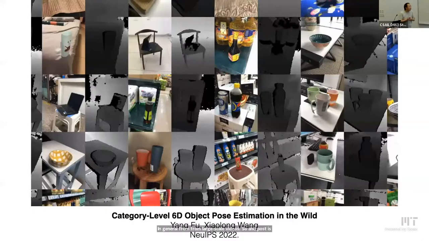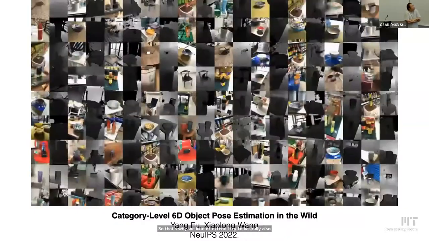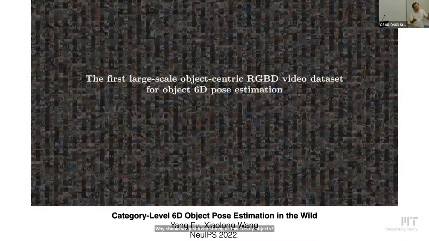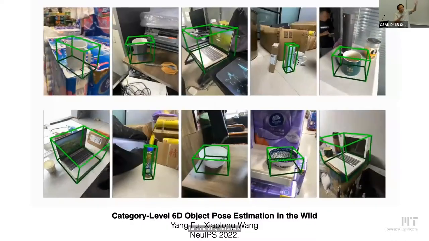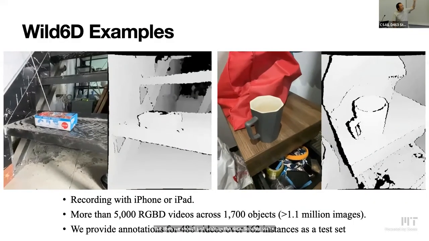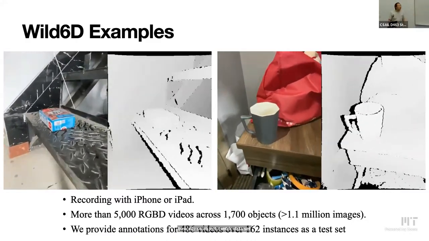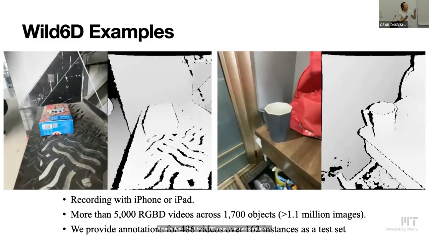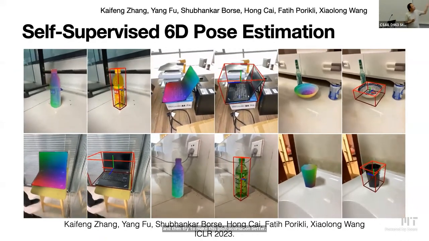So that's why, from a vision perspective, why should we just keep staring at these 20 objects in YCB? I bought these objects for $700 and waited 2 months for them to arrive. But we should just scale up the data. So what we did here is collect an object-centric dataset of RGBD videos. It has 1,700 objects at category level, to make this pose estimation better. And then we also have an extension on doing self-supervised pose estimation.